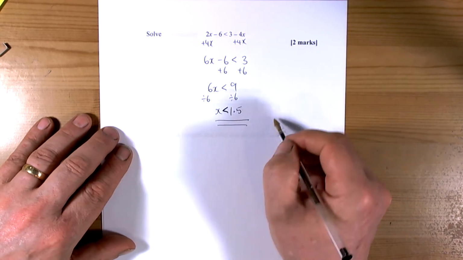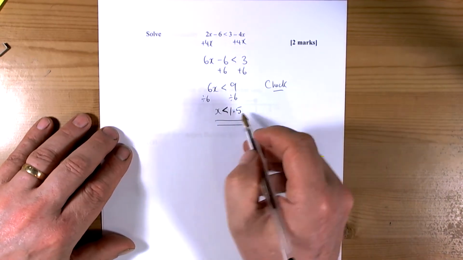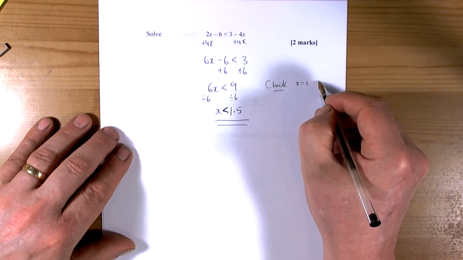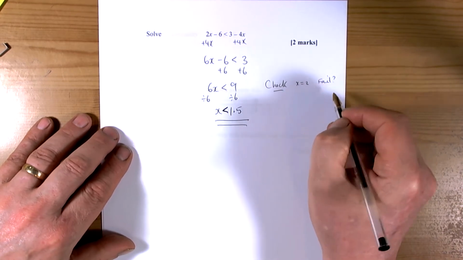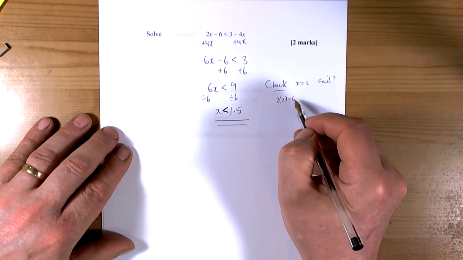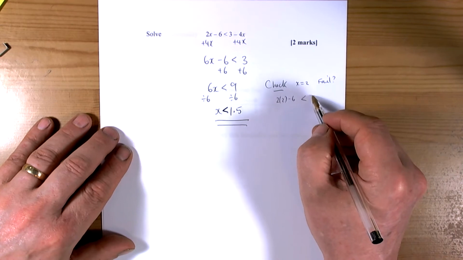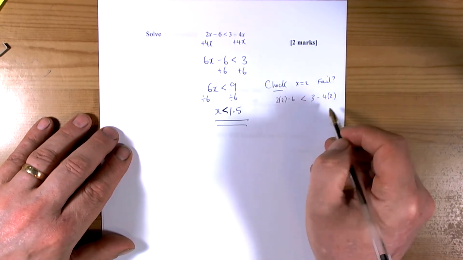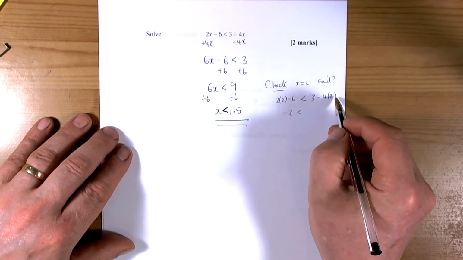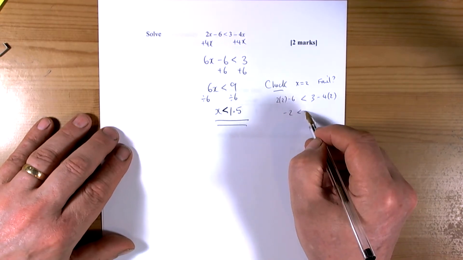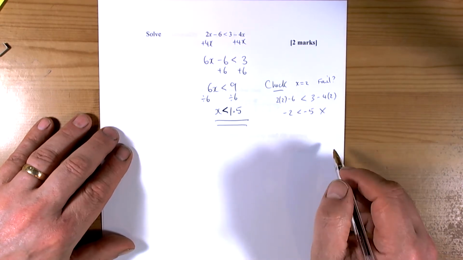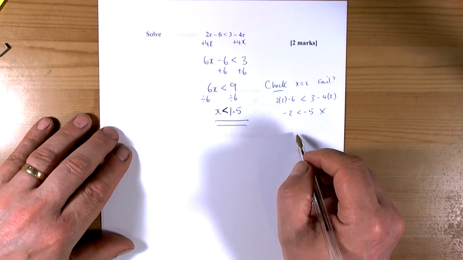So solved. Our check. Well, it says that x has got to be less than 1.5. So we'll check what happens with 2. This should fail. So we've got 2 x's, take away 6, and then we've got 3 take away 4 lots of x. So 4 take away 6 is negative 2. 3 take away 8 is negative 5. Is negative 2 less than negative 5? No, it's not. So that one worked.